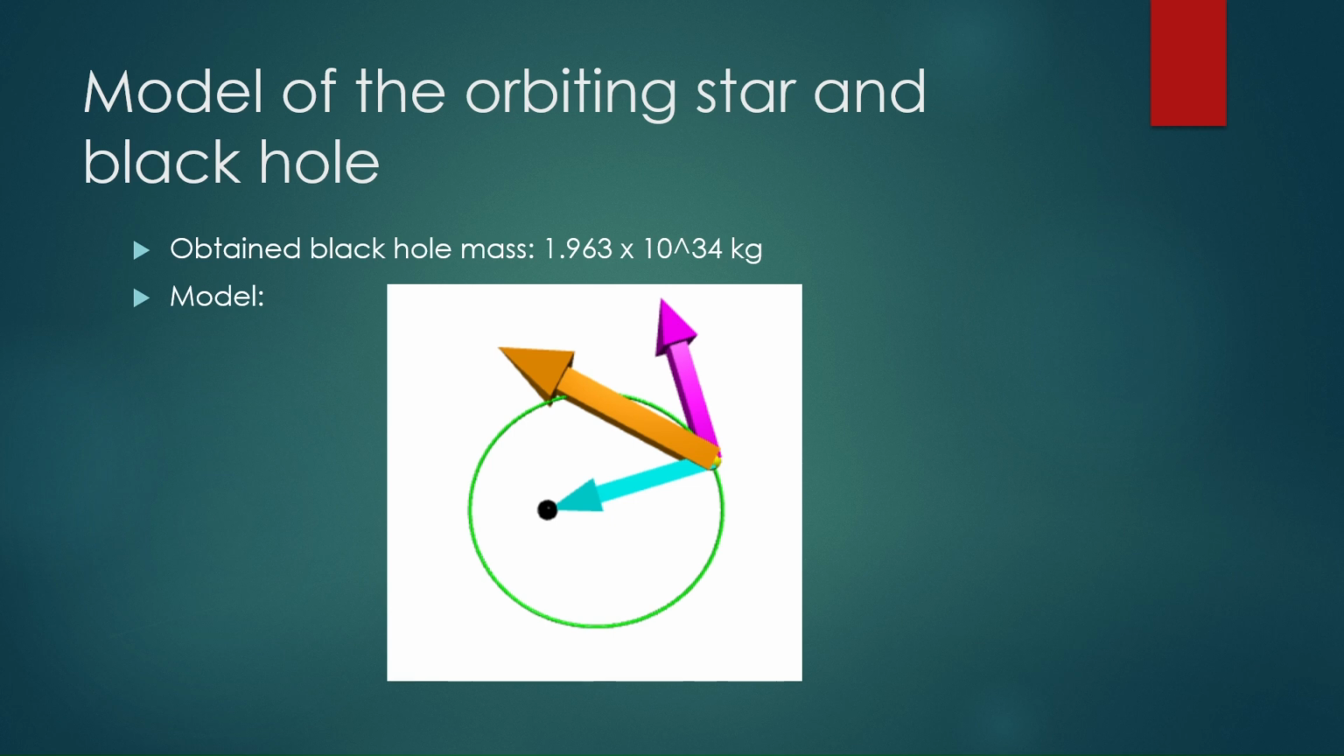Here's the model of the orbiting star and the black hole. So I obtained that the black hole mass was 1.963 times 10 to the 34th kilograms. And you can see the net force parallel component with the purple arrow. And you can see the net force perpendicular component with the blue arrow. And you can see the net force overall with the orange arrow, which is the sum of F net perpendicular and F net parallel. And we can see that the perpendicular component and the parallel component are perpendicular to each other, which is how they're supposed to be.